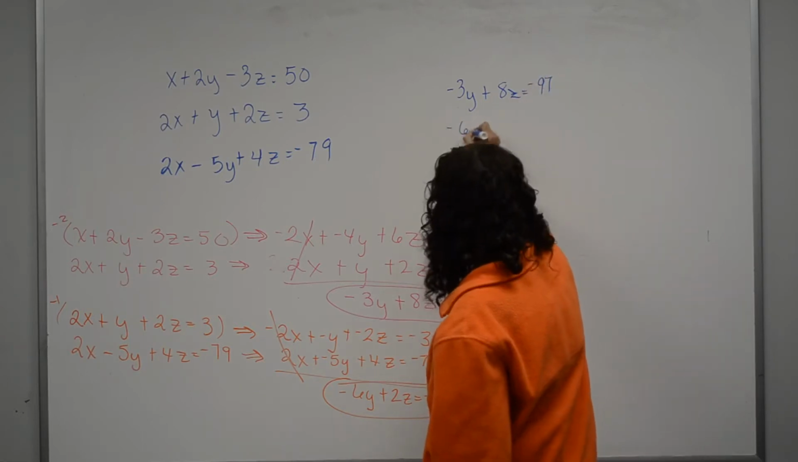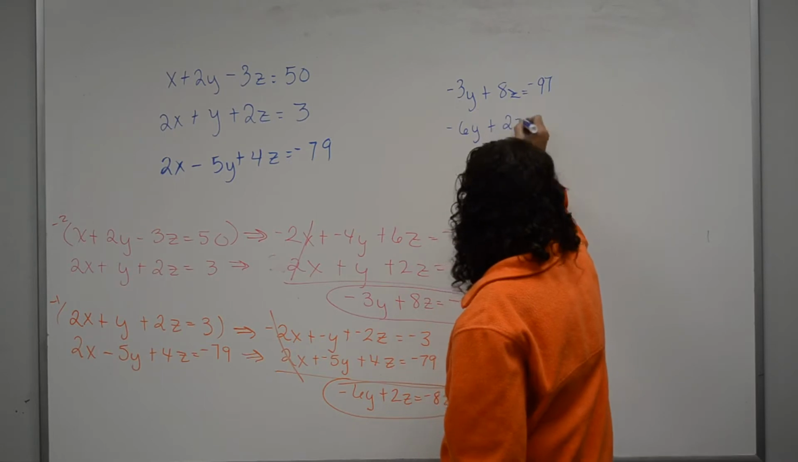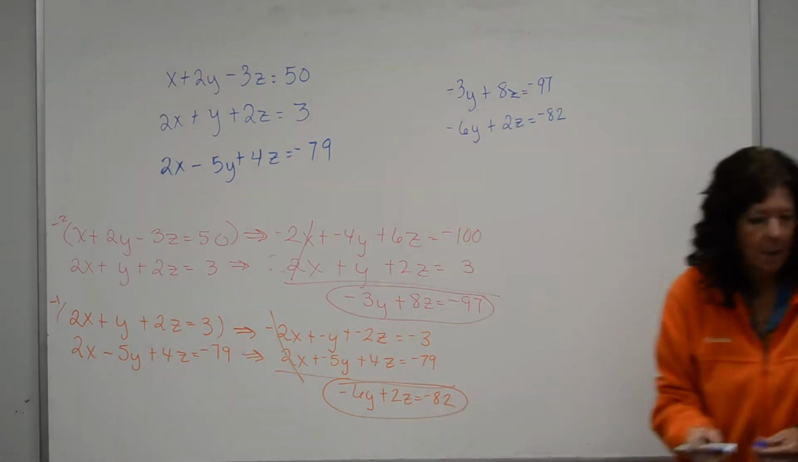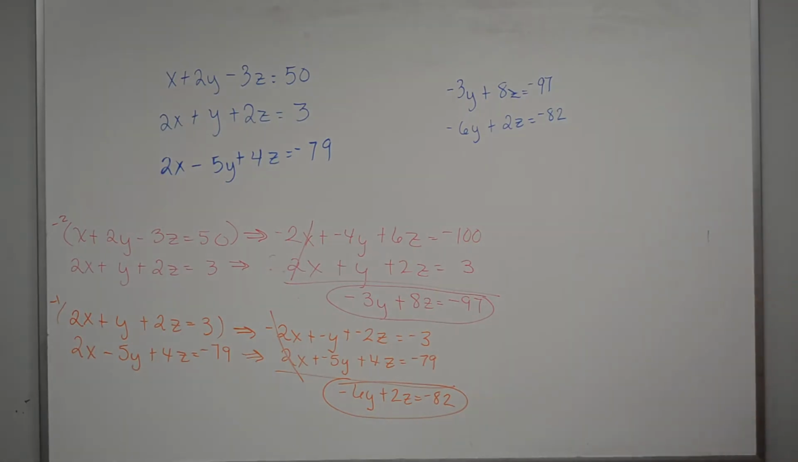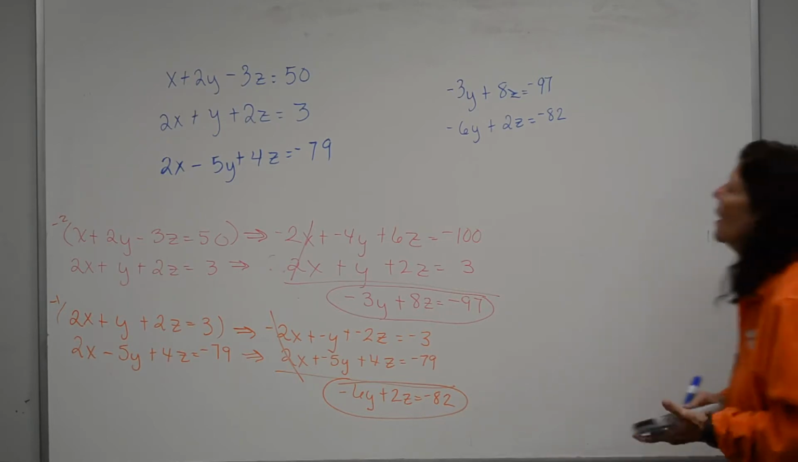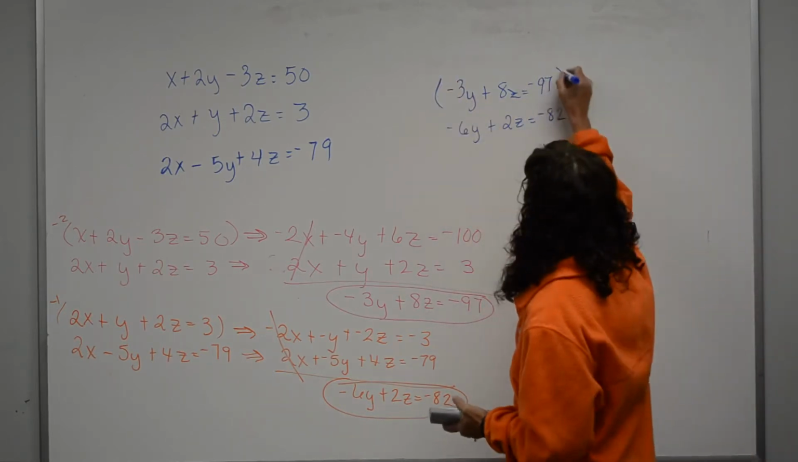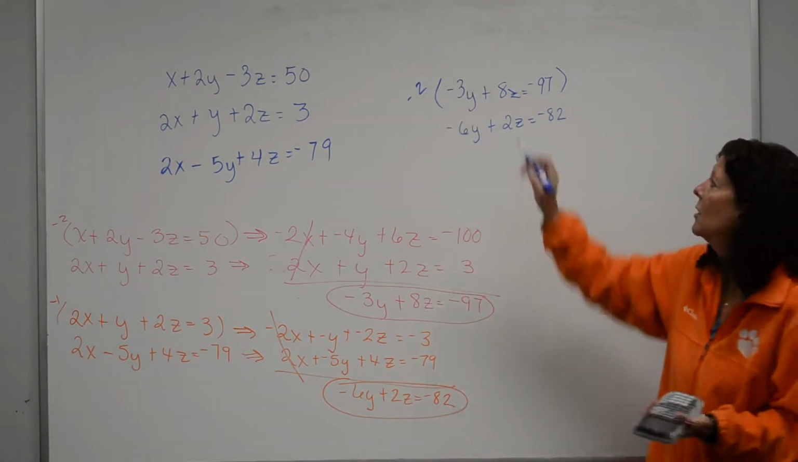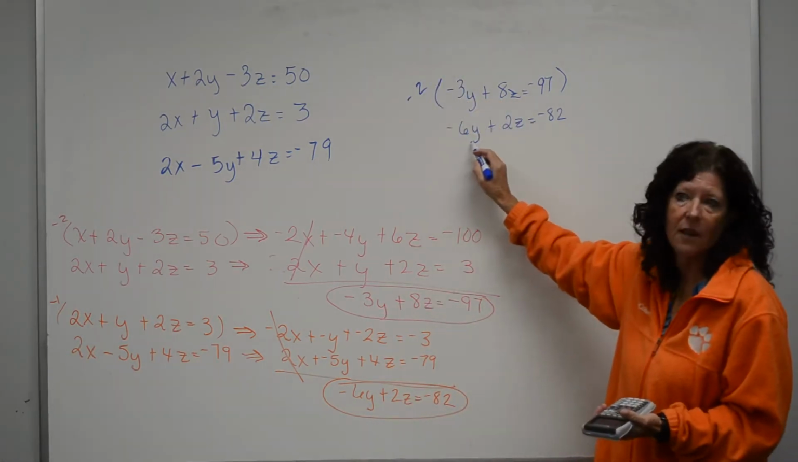And negative 6y plus 2z equals negative 82. All right, what do you want to eliminate out? X or y? Doesn't matter. I mean, not x, z or y. Y. Okay, let's do y. All right, let's multiply this top one by a negative 2, because if I multiply it by a negative 2, it becomes a positive 6 and it's going to go away.